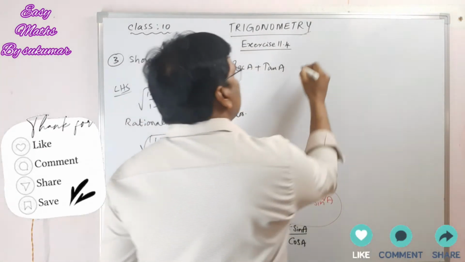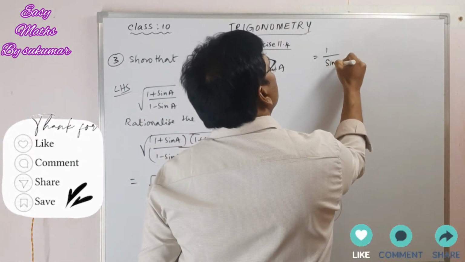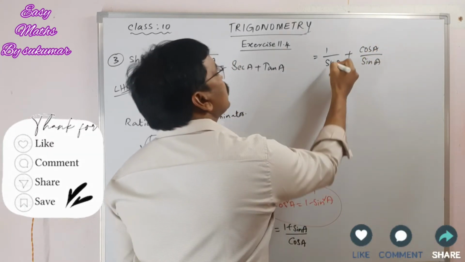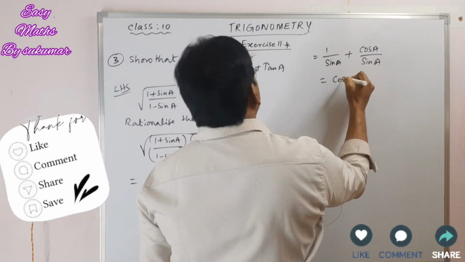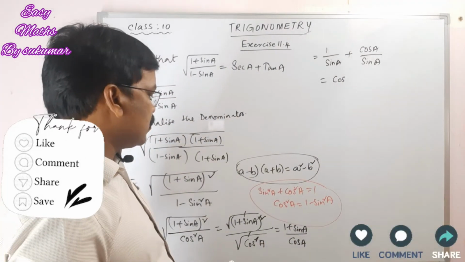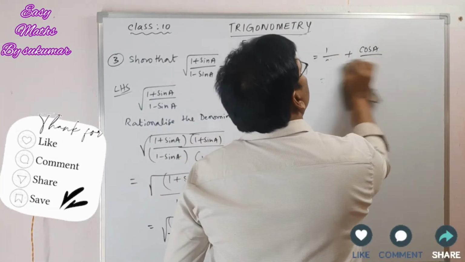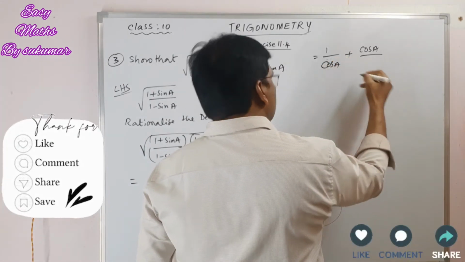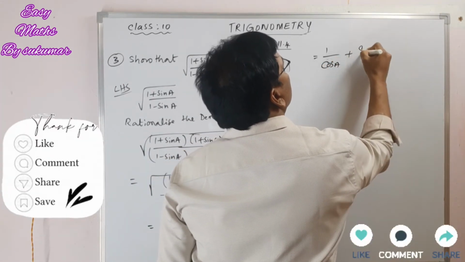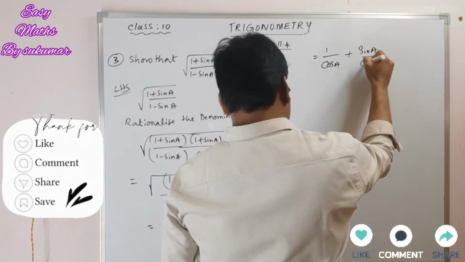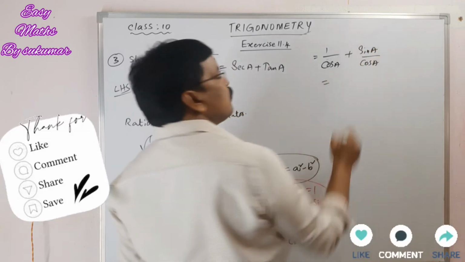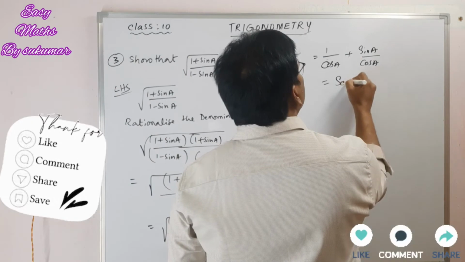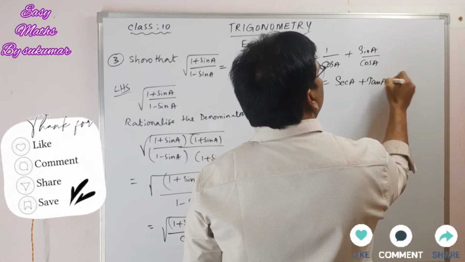How? This is equal to 1 by cos A plus sin A by cos A. Right. Sorry, here cos A is in the denominator, so I made a mistake earlier. See, 1 by cos A means secant A, sin A by cos A means what? Tan A. So this is secant A plus tan A.